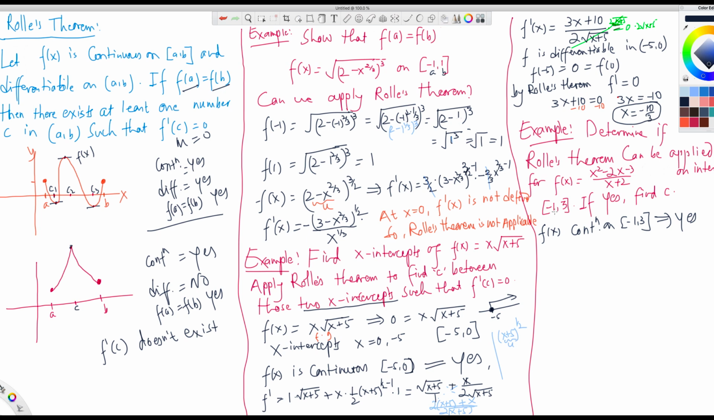We are looking between negative 1 and 3. Negative 2 lies outside that, so we don't have to worry. We are looking only in that interval, so it is continuous. How about differentiable?